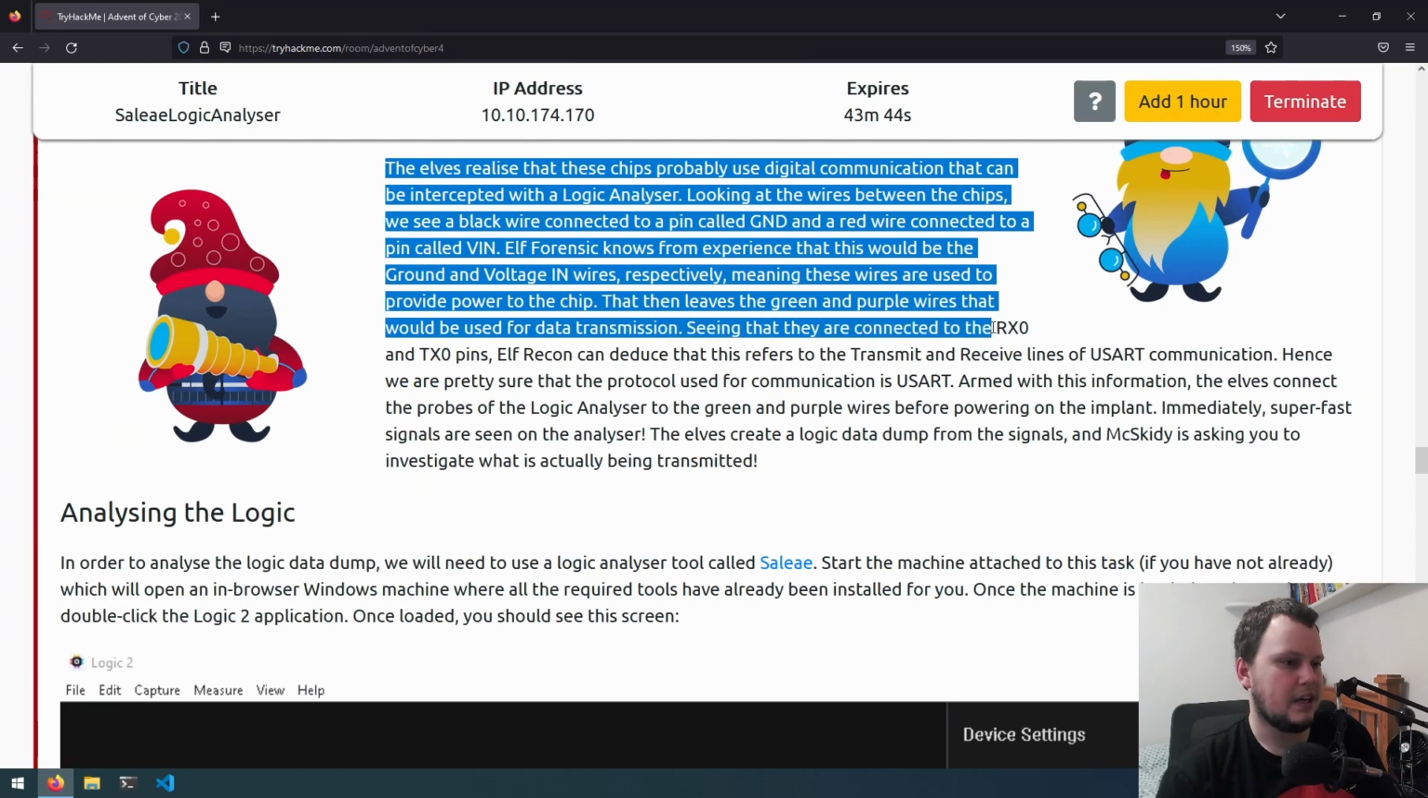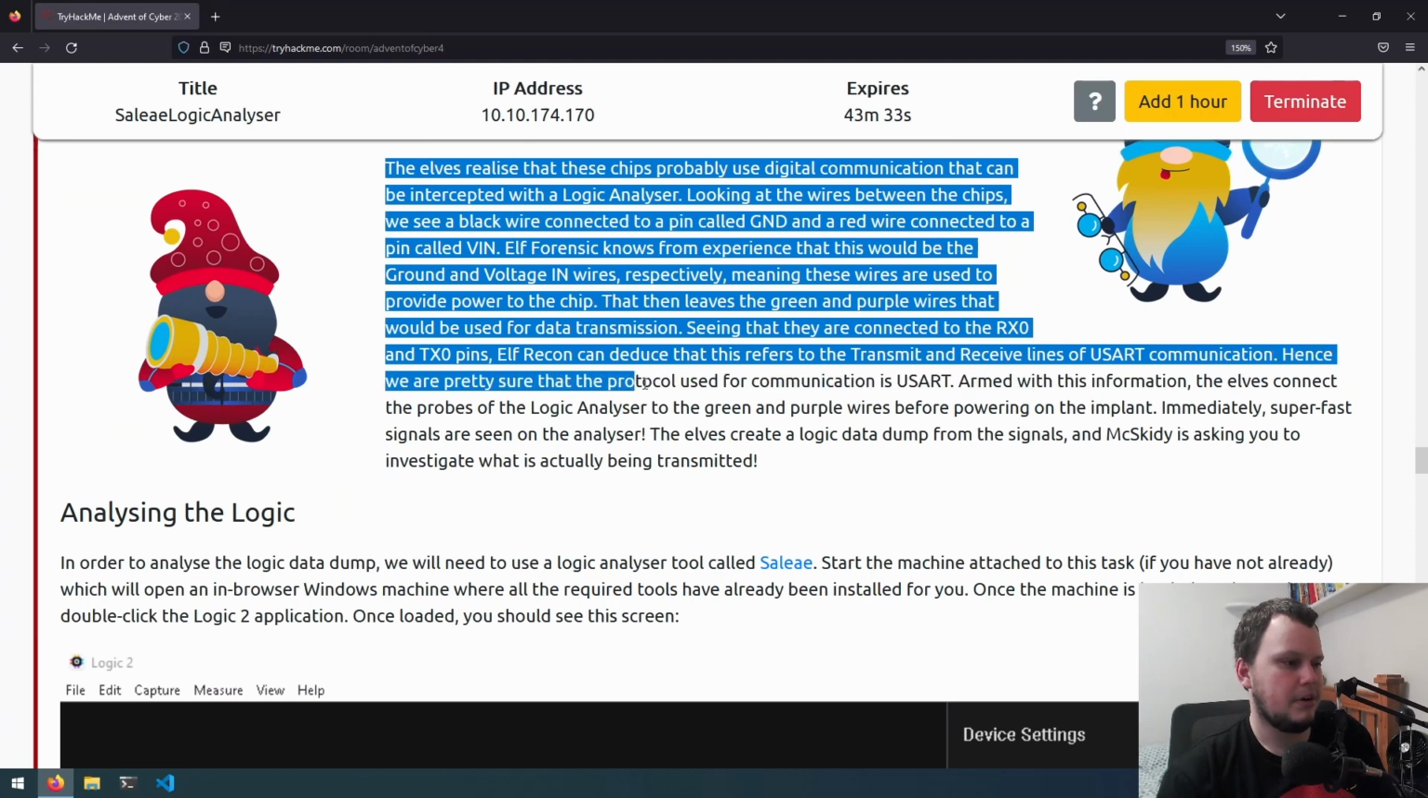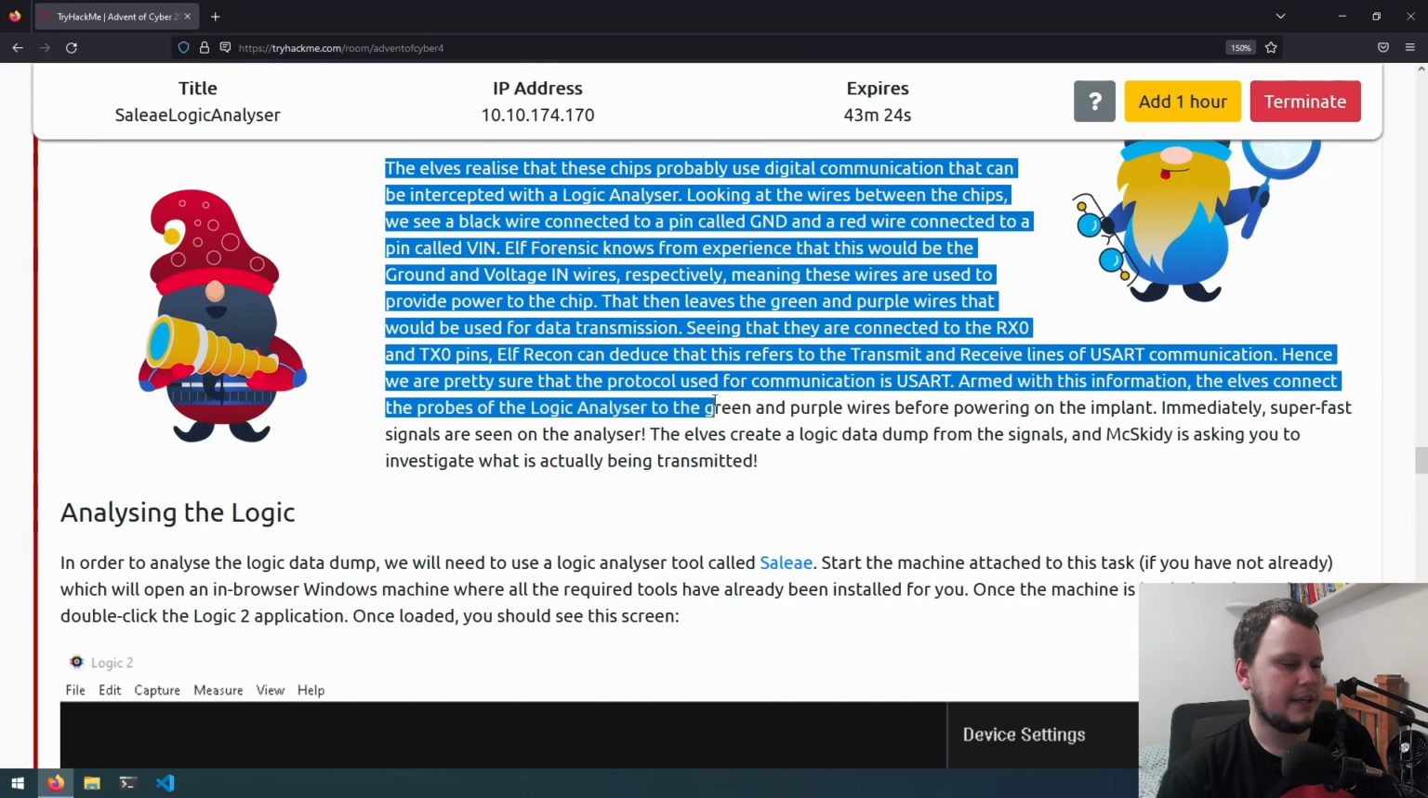Seeing they are connected to RX0 and TX0 pins, Elf Recon can deduce that this refers to the transmit and receive lines of USART communication. Hence, we are pretty sure that the protocol used for the communication is USART. Armed with this information, the elves connect the probes of the logic analyzer to the green and purple wires before powering on the implant. Immediately, superfast signals are seen on the analyzer.